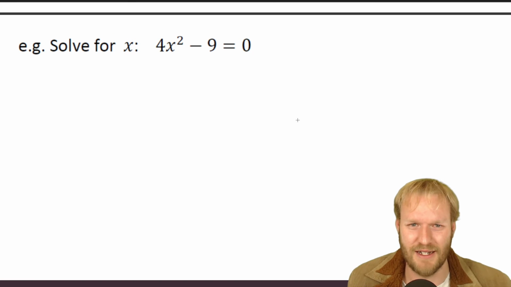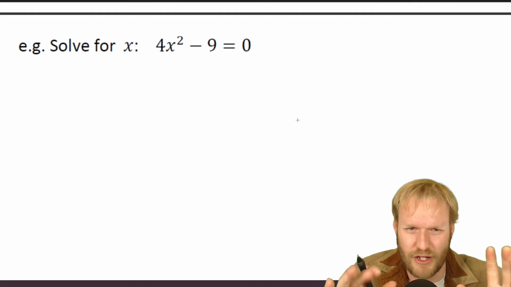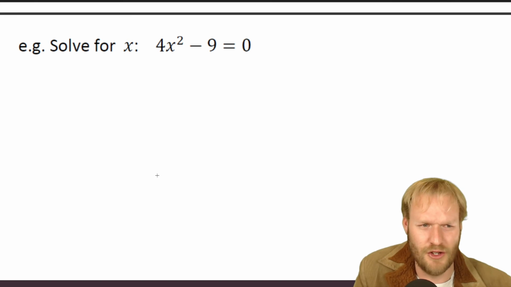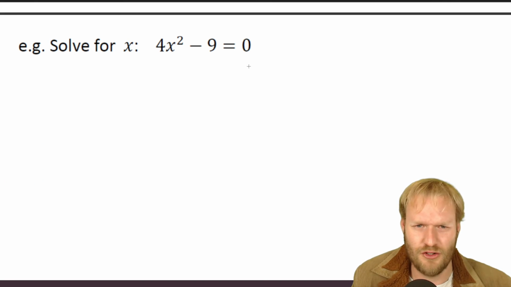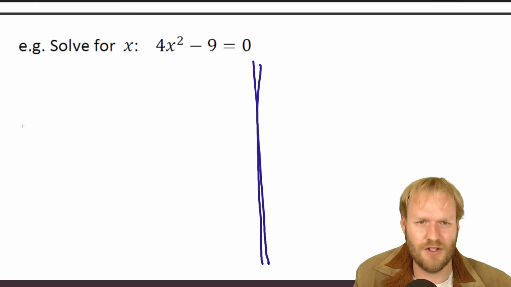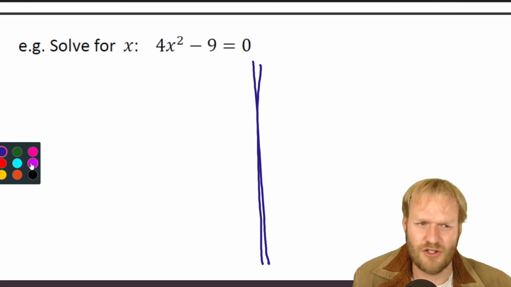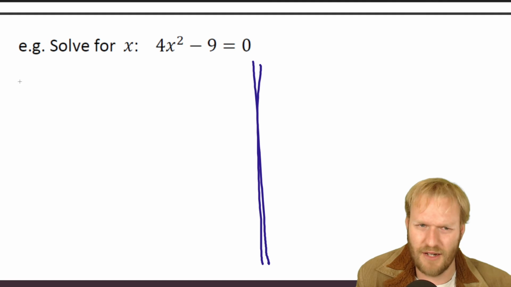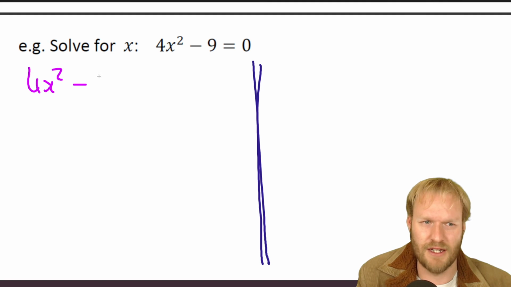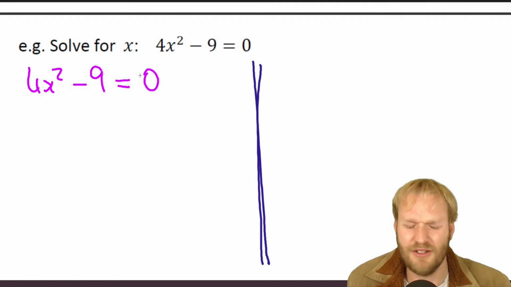4x squared minus 9 equals 0. Go for it. Solve and talk very, very briefly about what your strategy is. Okay, so again, I feel like there are kind of two strategies. But for this one, I think it's probably easier to just do our strategy we've been doing. It's already everything on one side, so I'm just rewriting that. So I got it nice and colorful.